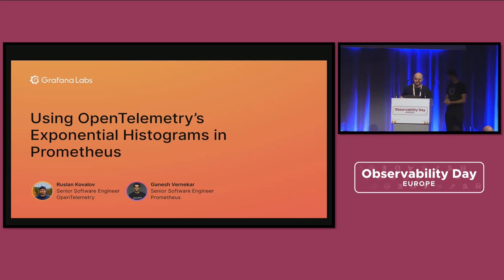Hello, everyone. Welcome to our talk on using OpenTelemetry's exponential histograms in Prometheus. So before we begin, let me introduce myself and my co-presenter, Ganesh. Ganesh is a senior software engineer at Grafana Labs. He's also a team member of Prometheus, and he is a maintainer of Prometheus TSDB. My name is Ruslan. I'm a member of OpenTelemetry community, and at Grafana Labs, I'm working on OTLP data ingestion into Grafana Cloud. So, Ganesh?